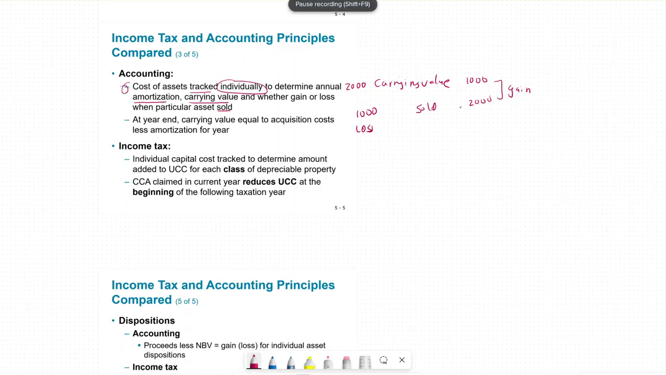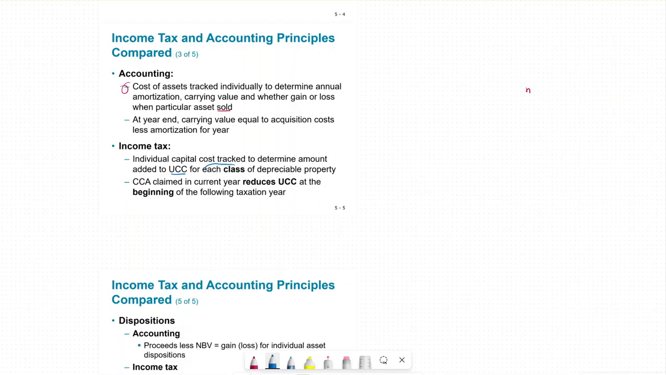Now, how do we get the carrying value? We have the cost of the asset minus your depreciation, equal to my carrying value, and this is called an acquisition cost, the cost at the time of the purchase. Under the income tax, it's just saying the same thing.